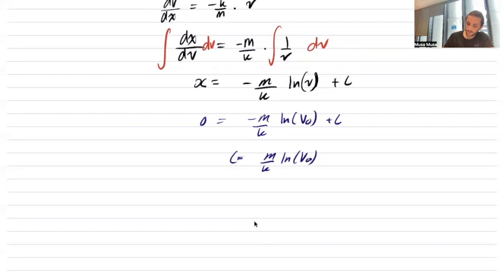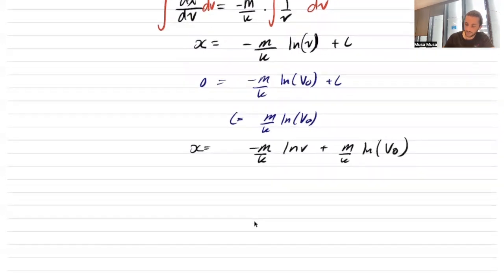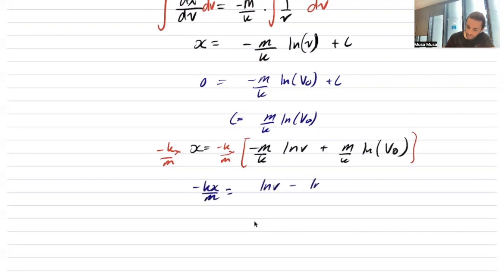Good. If we go back to this, we get x equals minus m on k ln of v plus m on k ln of, and then just be careful because you're gonna have a bunch of v's and v naughts and stuff. So capital V naught. Multiplying everything by minus k on m, you're gonna get minus kx on m equals ln v minus ln v0.